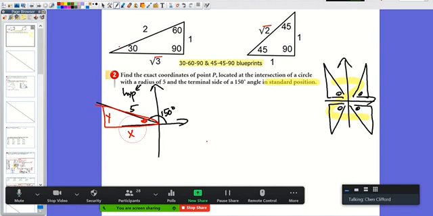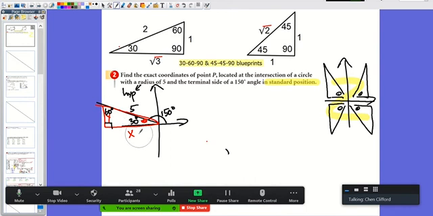Again, the reference angle here is 30 degrees. This is 90 degrees, which means this must be 60. So you just use the same idea that we used earlier, 30, 60, 90 and 45, 45, 90, to find X and Y.